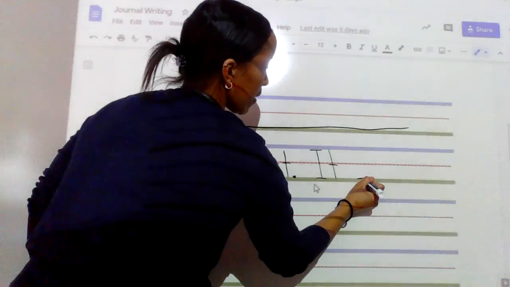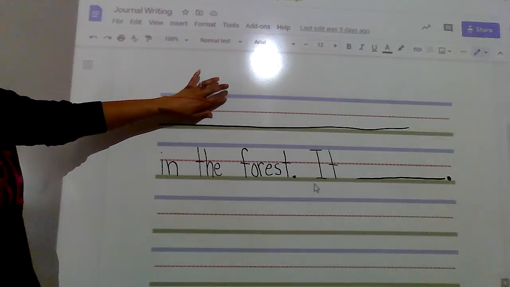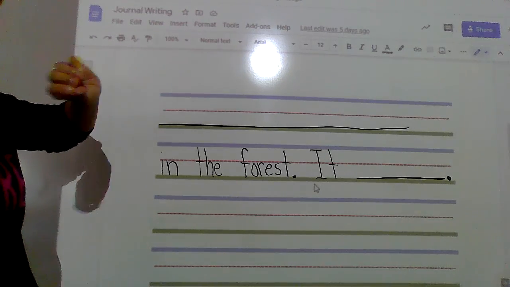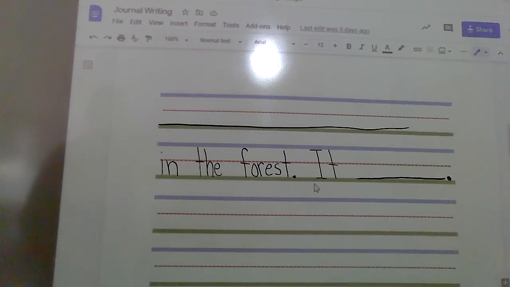Tell me something else about the forest, okay? All right, so you're telling me something you would find in a forest: trees, animals, rocks. What would you find in the forest? And then create a second sentence. All right, have fun writing.